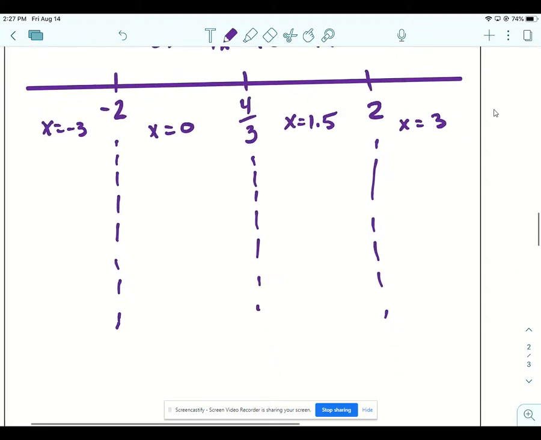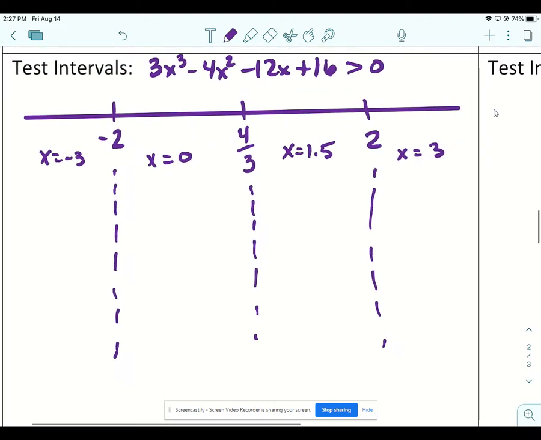All right, so when I put in -3 and cube it, I get -27. And -27 times the other 3 that's in front is going to give you negative 81. Then I'll put in negative 3 and square it and get 9. And then 9 times negative 4 is going to be negative 36.